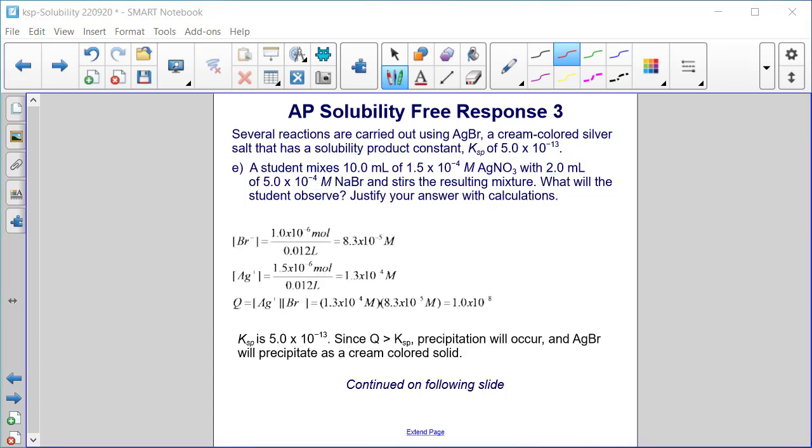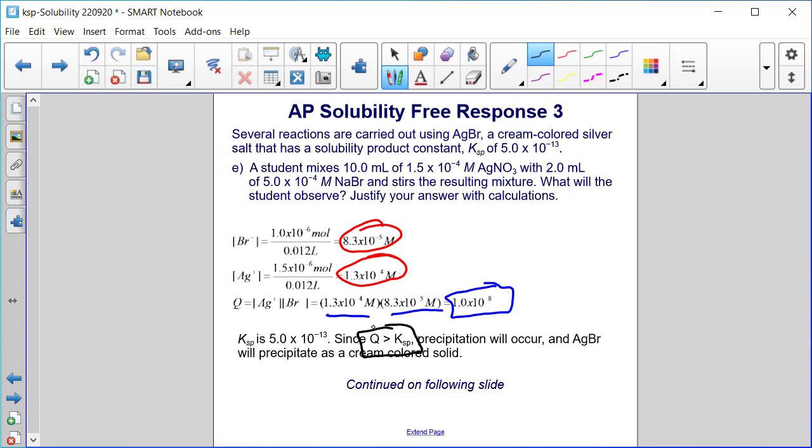Once we know the moles of each ion, bromide and silver, and the total volume, we can find the concentration of bromide ion and silver ion after the solutions combine. Use those concentrations to calculate Q, concentration of silver times the concentration of bromide, and we get 1.0 times 10 to the minus 8. So in this case, Q is greater than Ksp, and when that happens, precipitation will occur, right? The equilibrium will shift to the left. Precipitation will occur, and silver bromide will precipitate as a cream-colored solid.